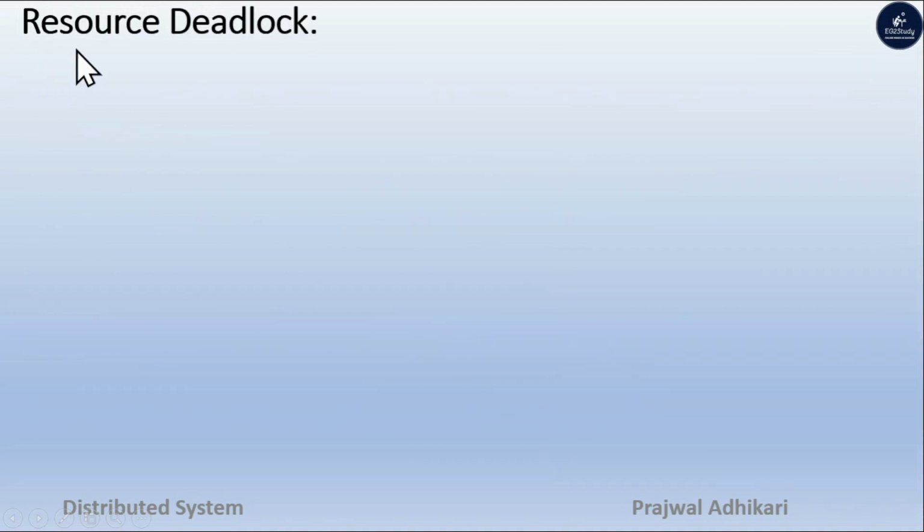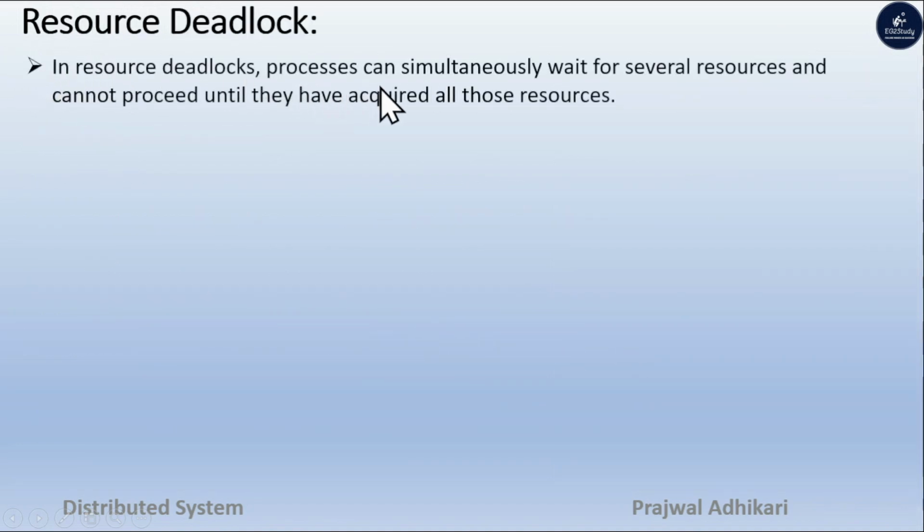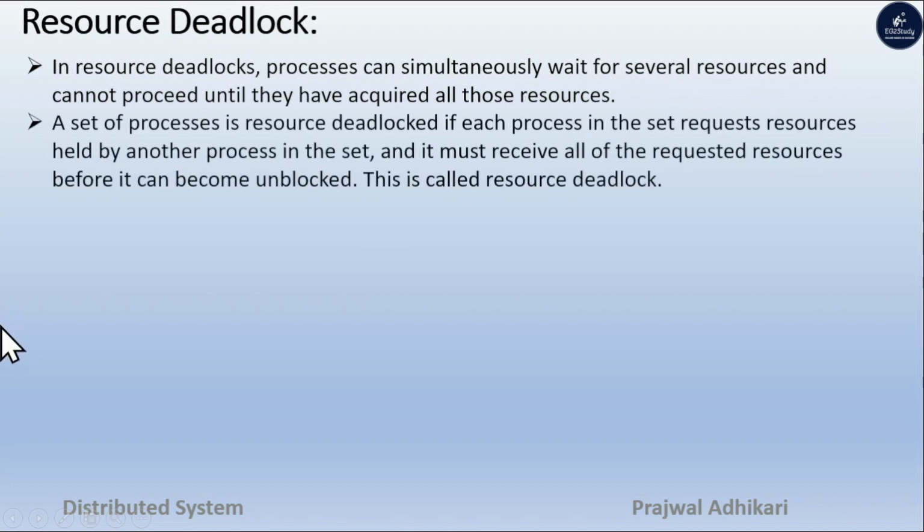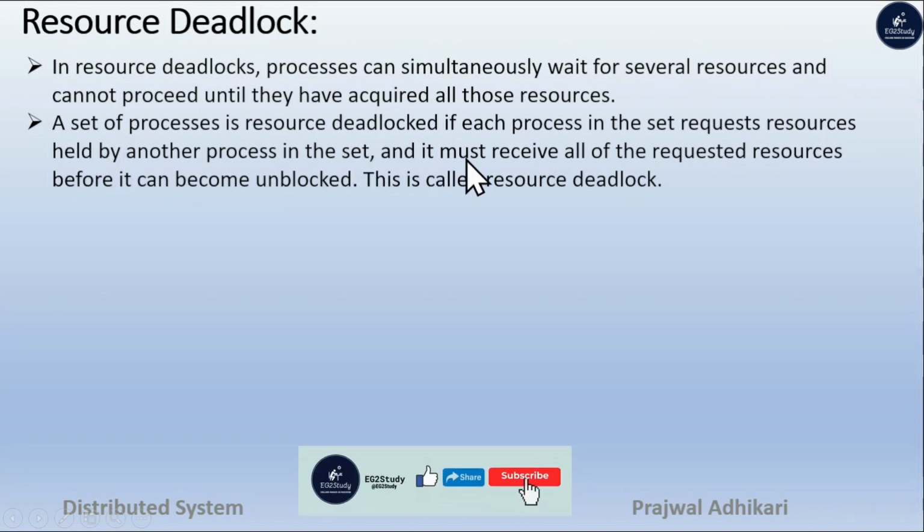Resource deadlock. In resource deadlocks, processes can simultaneously wait for several resources and cannot proceed until they have acquired all those resources. A set of processes is resource deadlocked if each process in the set requests resources held by another process in the set, and it must receive all of the requested resources before it can become unblocked. This is called resource deadlock.